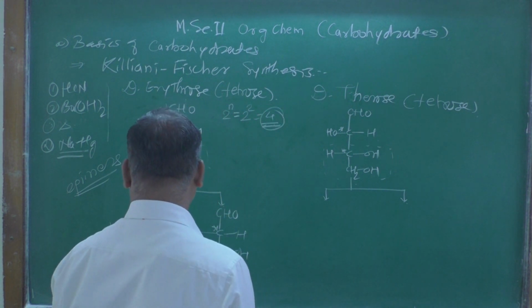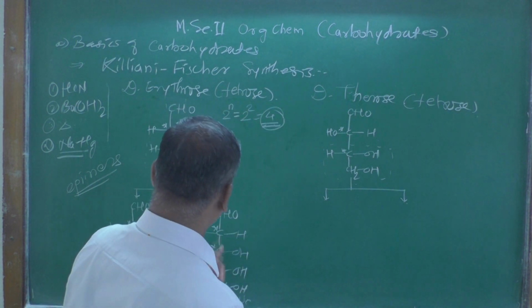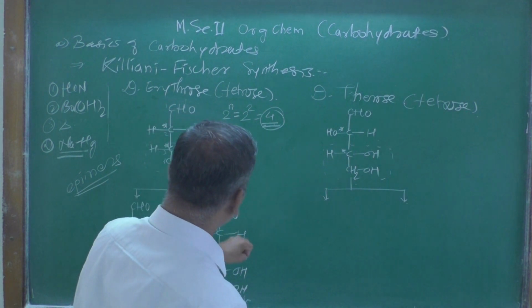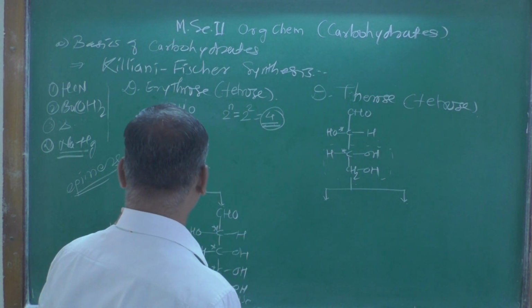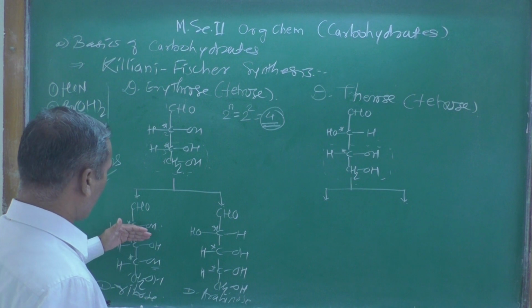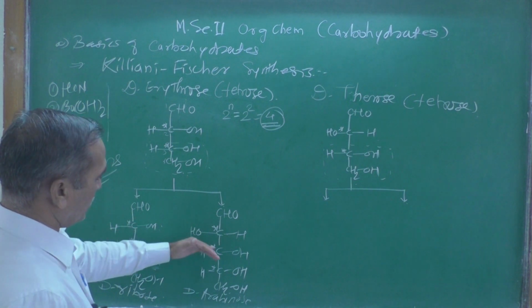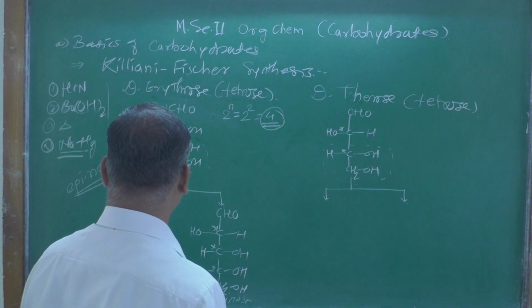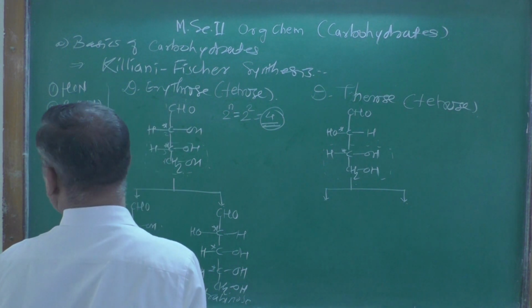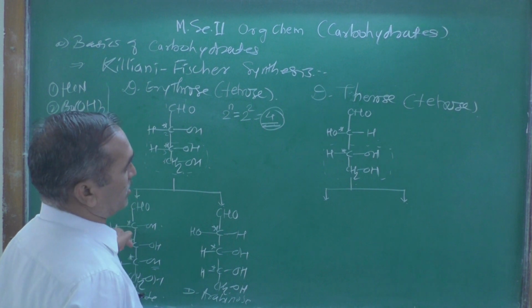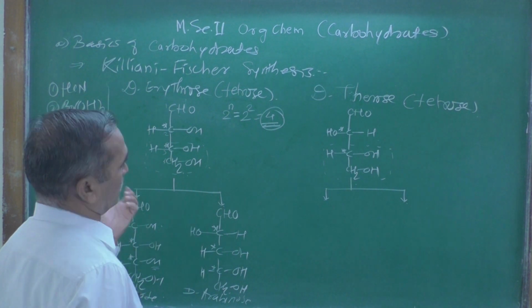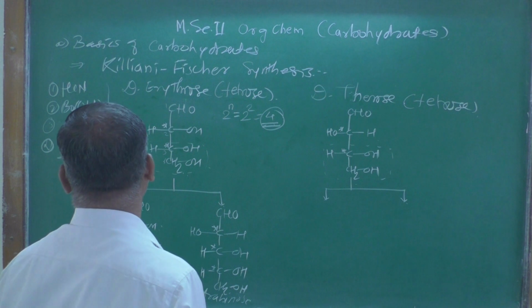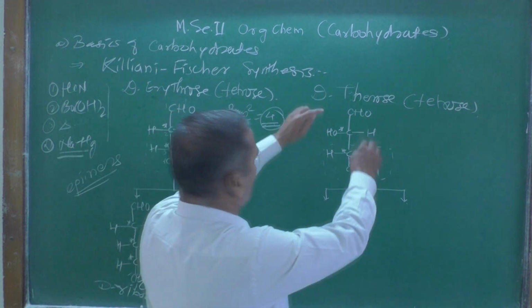Here just now we have seen D-ribose and D-arabinose, they are epimers of each other. Epimers means what? Everything is the same. If you look at here carbon number 3, 4, all are the same configuration, but they differ in configuration at carbon number 2, and therefore this type of structure is known as epimers of each other. Now look at this one.